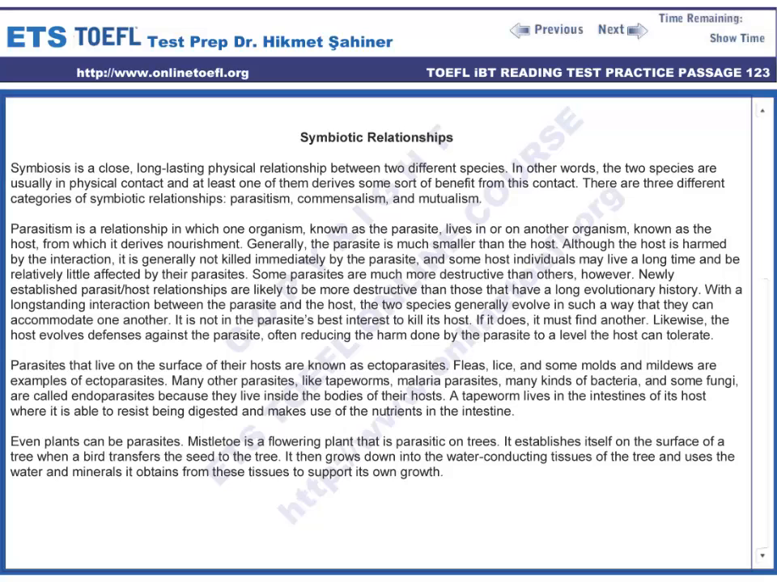Some parasites are much more destructive than others, however. Newly established parasite-host relationships are likely to be more destructive than those that have a long evolutionary history. With a long-standing interaction between the parasite and the host, the two species generally evolve in such a way that they can accommodate one another. It is not in the parasite's best interest to kill its host. If it does, it must find another. Likewise, the host evolves defenses against the parasite, often reducing the harm done by the parasite to a level the host can tolerate.